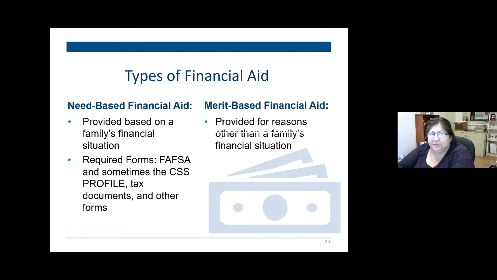We have two types: need-based financial aid and merit-based financial aid. Your need-based financial aid is provided based on your family financial situation and how many people are in your household. How many people do you or your parents provide more than half of their financial support? You may be living with your grandma or grandpa. If they're being supported by your parents, they will count in the household.